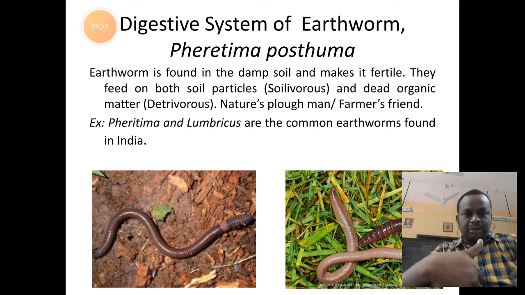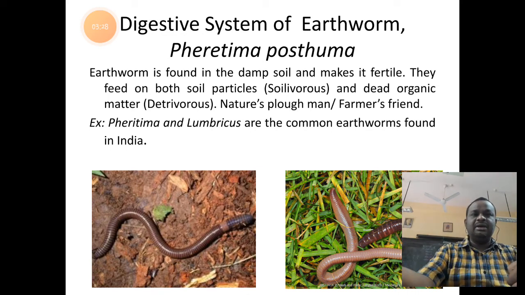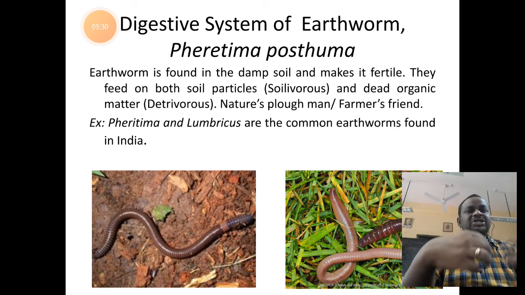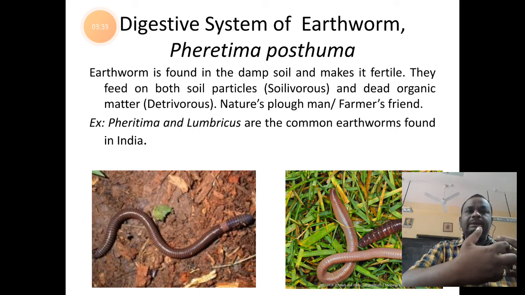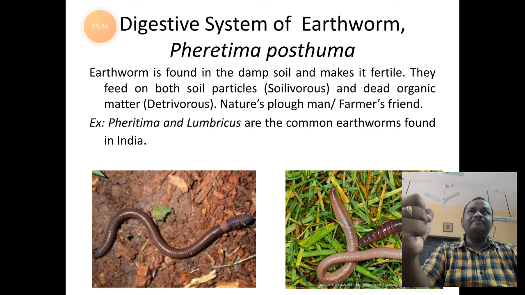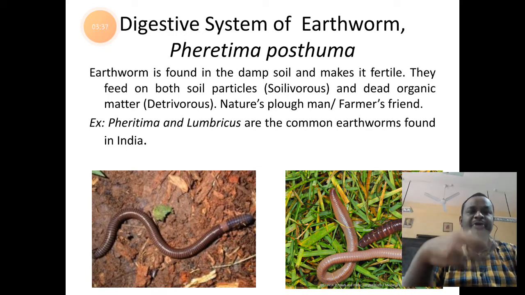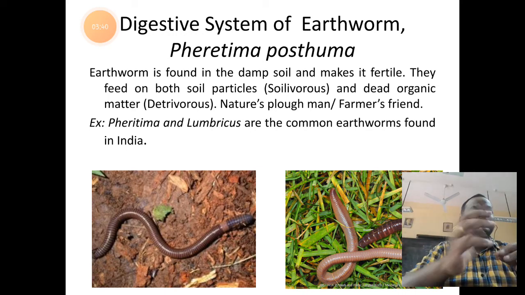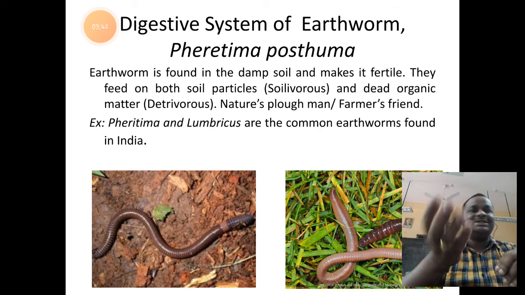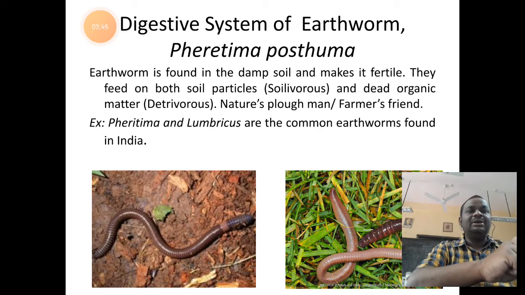Here in the earthworm also we find the 4 stages of the digestion process, which takes place in a particular system of organs, or a group of organs, which we call the digestive organs, and the system we call the digestive system. And today's example under the earthworm category is Pheretima. Earthworms are generally found in damp or moist soil.